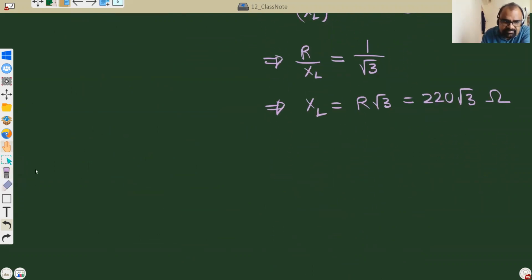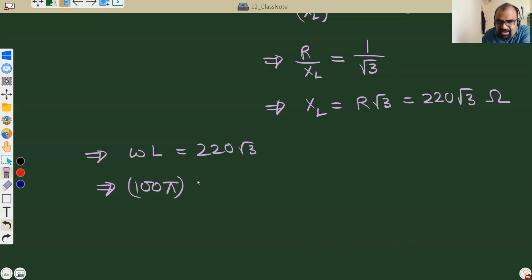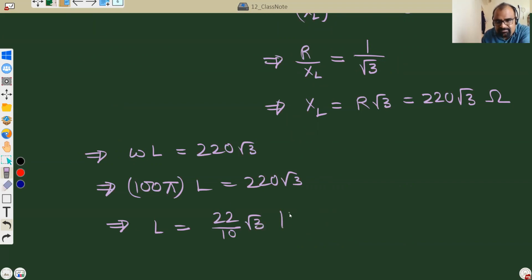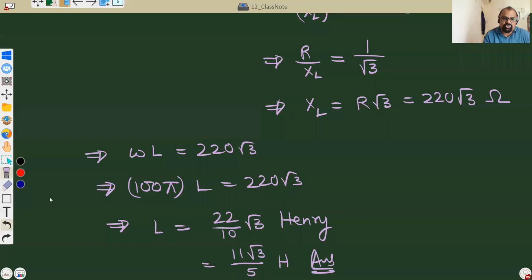Now this XL can be written as omega into L. So 100 pi, omega is 100 pi. So from here we get L as 22 by 10 root 3 Henry. This is the answer. Of course, this can be cancelled with 2 more. So 11 root 3 by 5 Henry is the answer. This much inductance should be put over there.